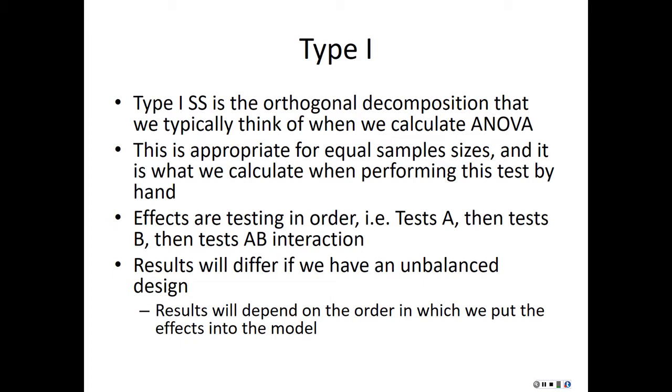So what happens is that when we have multiple factors in our study and we use type 1 sums of squares, the effects are tested in the order in which they are placed in the model. So if we have factor A and factor B, then factor A goes in first, and that's tested, and then factor B is tested, and then the interaction is tested. So if we have unequal sample sizes and the decomposition is not orthogonal, then when we put B in first, we'll actually get different results. So if we put B in, then we test for B, and then we test for A, and then we test the interaction, we're actually going to get different sums of squares when we put the factors in separate order.